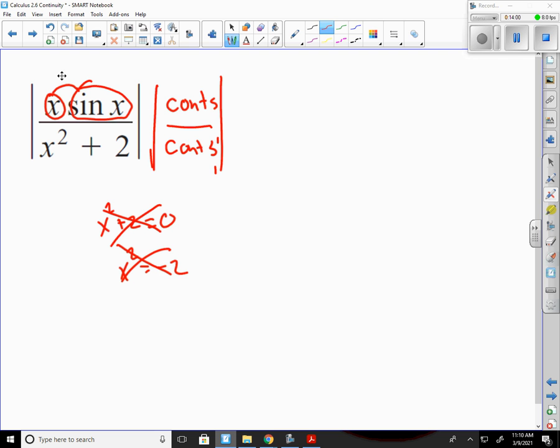So basically, this was continuous, this was continuous, the bottom was continuous. So multiplying these two gives me a continuous function on top and a continuous function on bottom. If I divide those, it's still going to be continuous. And I'm taking the absolute value, so this is a composite function, and the absolute value is continuous, so the whole thing stays continuous.